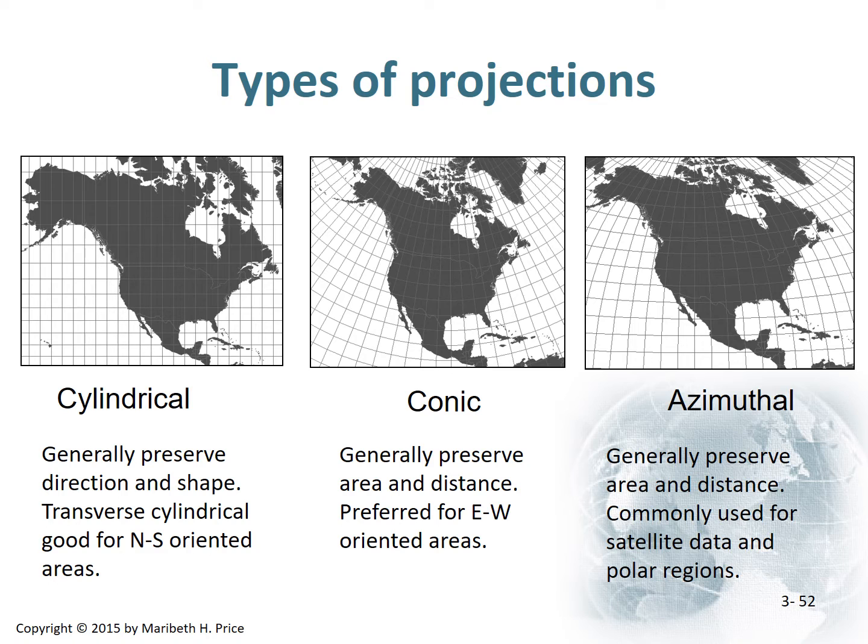You pick between cylindrical, conic, and azimuthal to try to find the one that preserves the properties that you need, whether you're looking for something that's north-south oriented or east-west oriented, or in the polar regions. Each one will have a type of projection that is more properly suited for it.